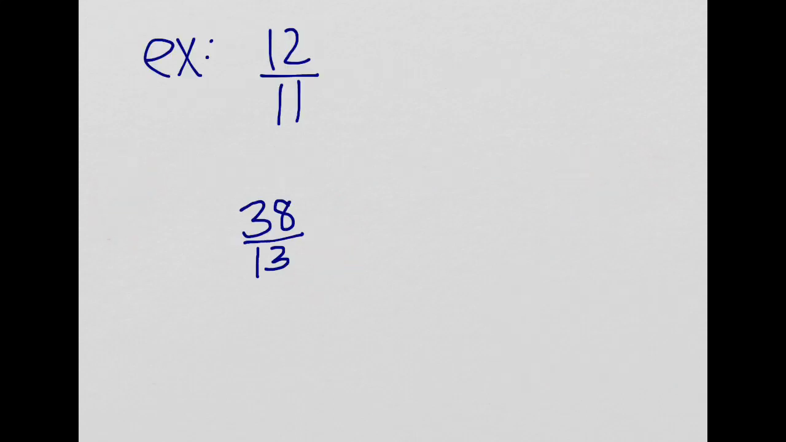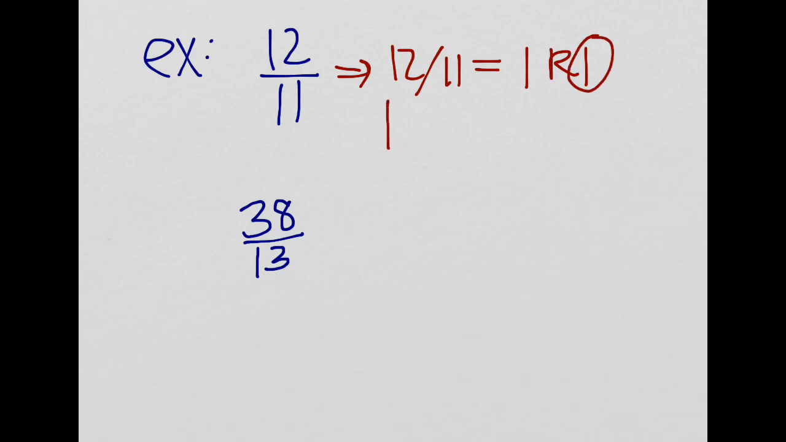So let's look at some examples, such as 12/11. Well, I'm going to divide it, so I have 12 divided by 11, and this is equal to 1 remainder 1. Now what do I do? Well, I have my 1, and then I take my remainder and put it over the denominator, so I have 1 and 1/11. So that's my answer.